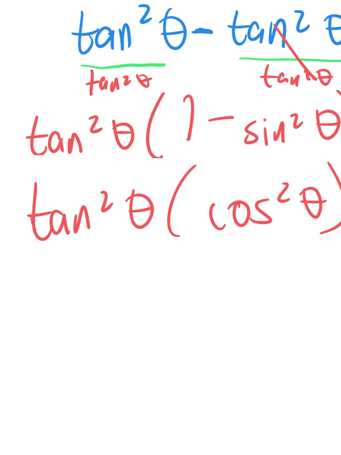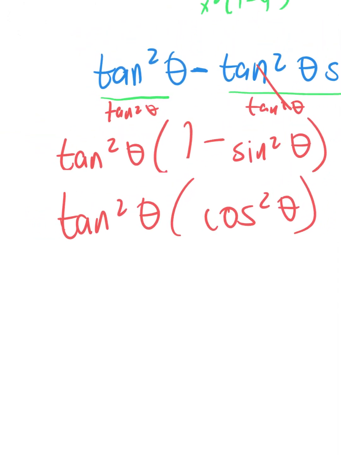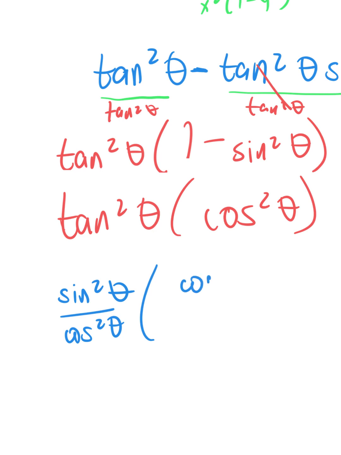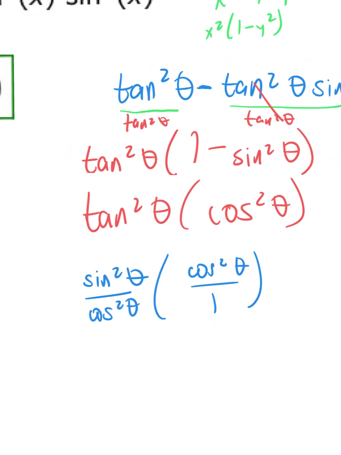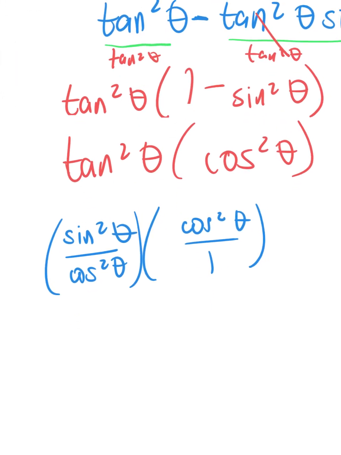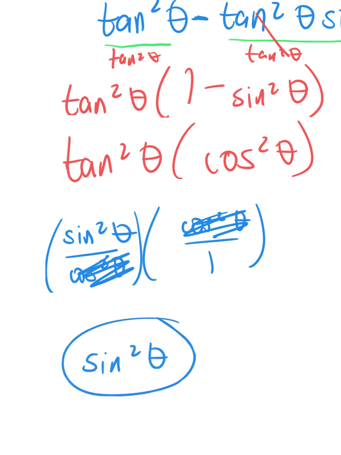What are my most basic trig functions? So I'm going to change tangent to sine squared over cosine squared, yeah? And then this is cosine squared over 1. Everybody with me? All right, I'm thinking algebraically, guys. I'm multiplying two fractions. If the numerator and the denominator are the same, what can we do? We can cancel them out. So what am I left with? Sine squared. Now I'll show you in a minute why I think verifying is a little easier.